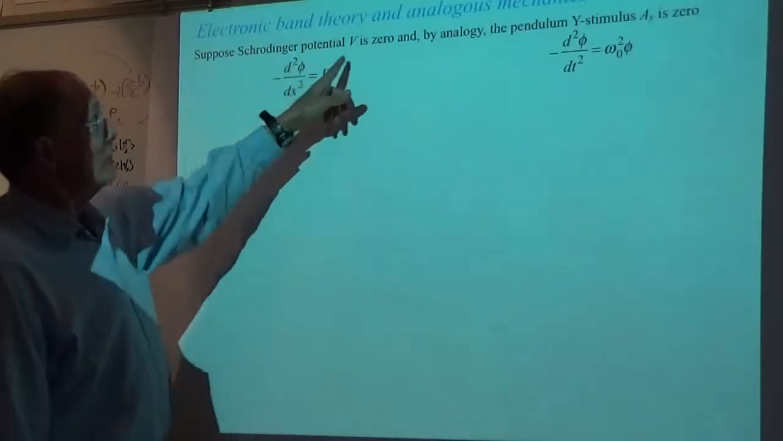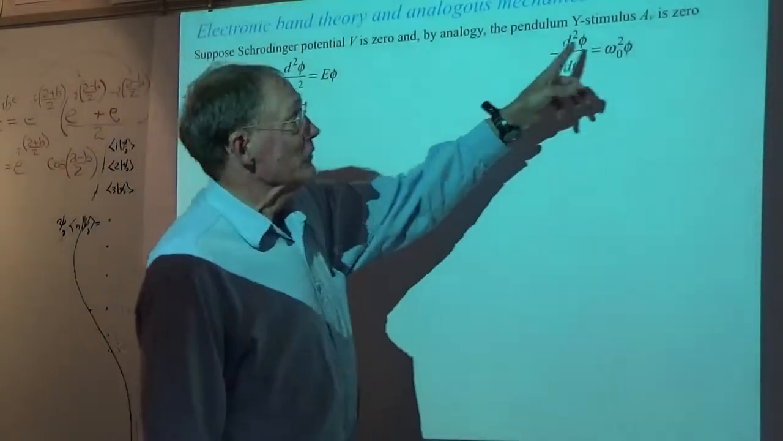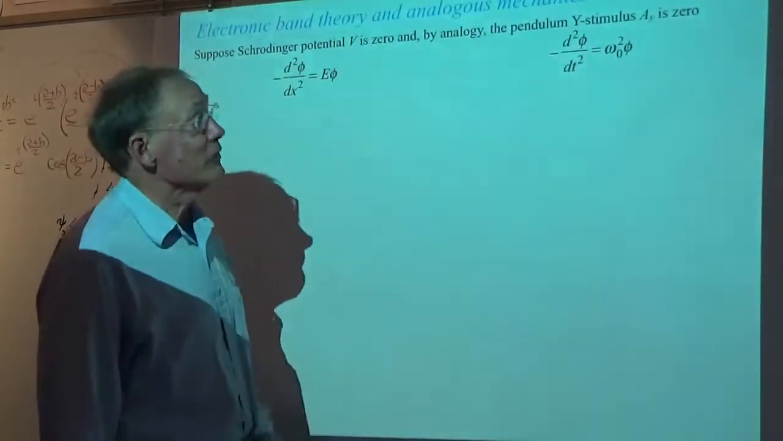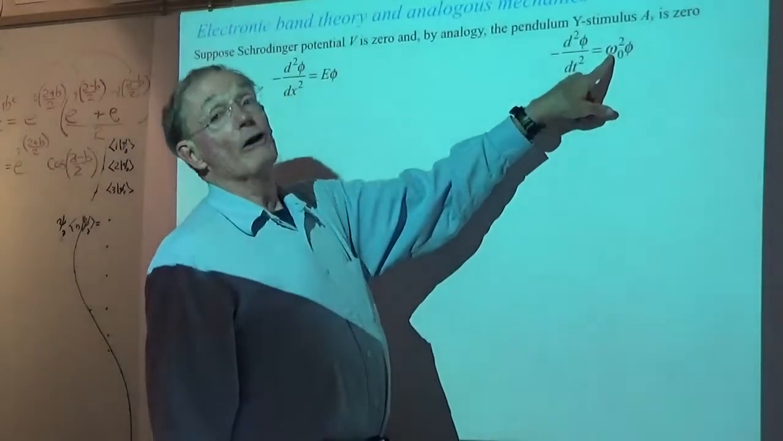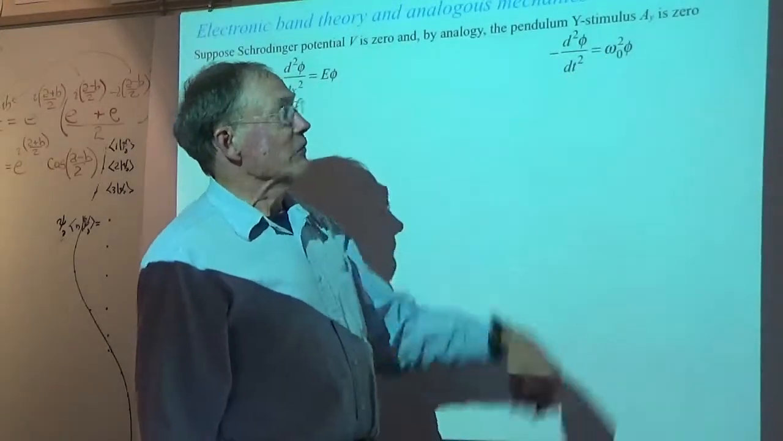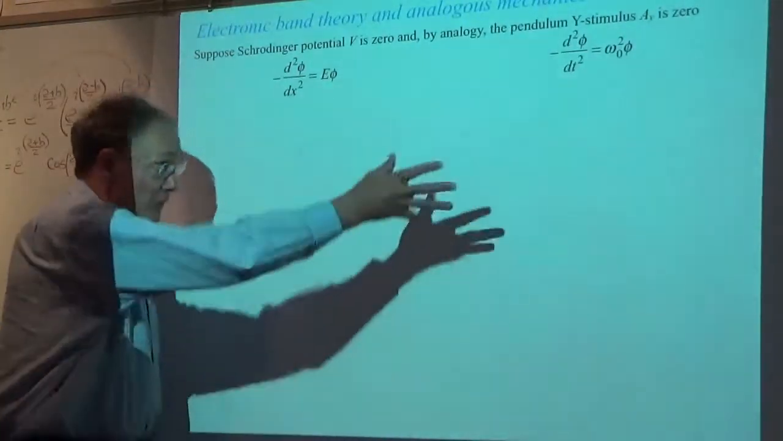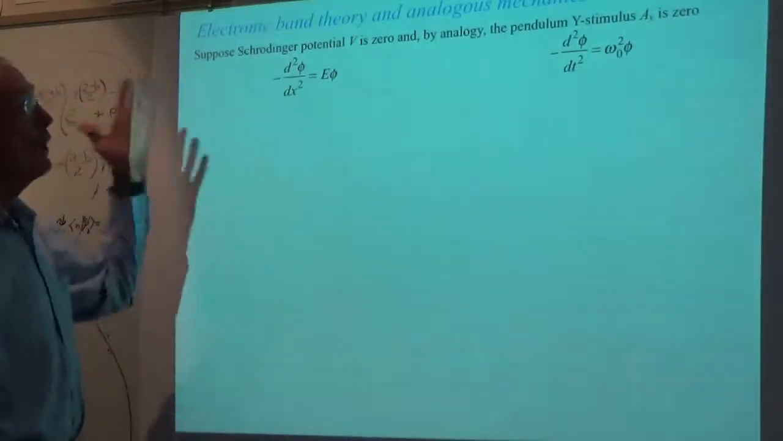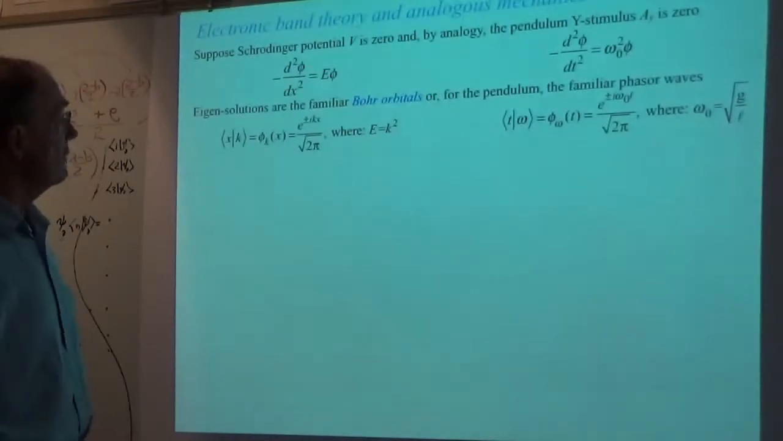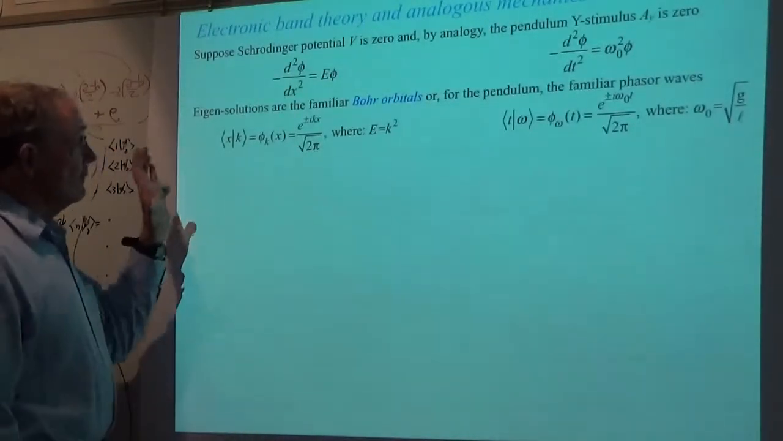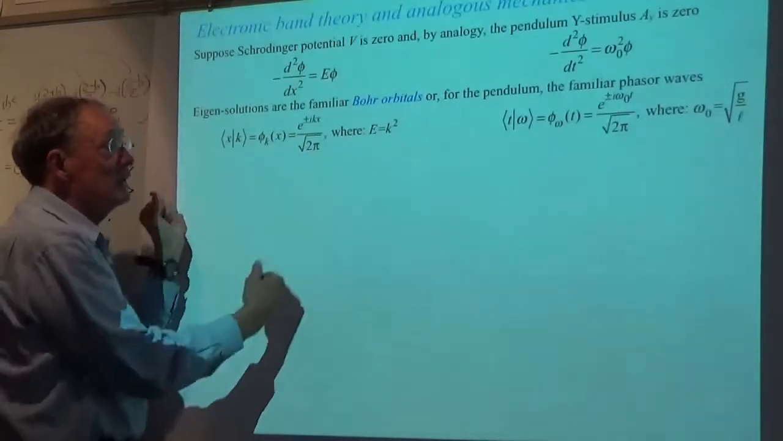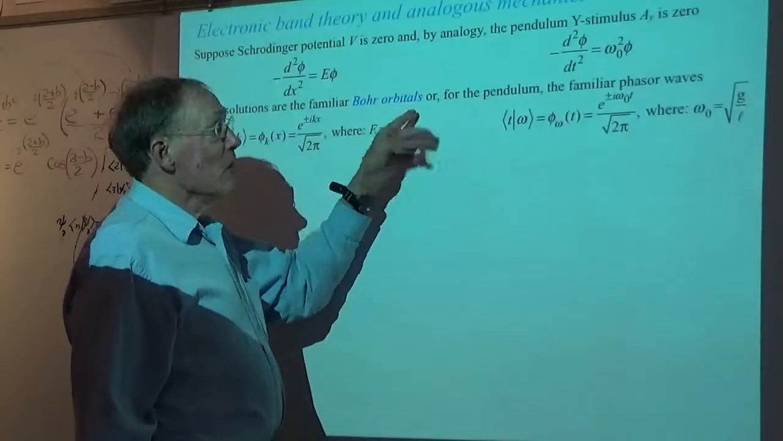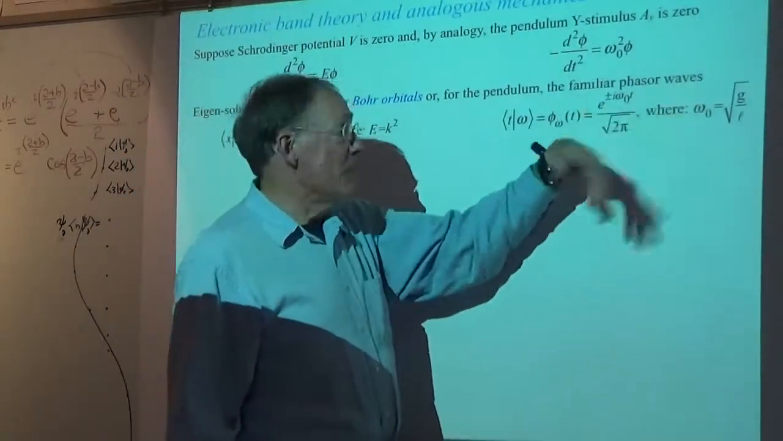So the Schrodinger potential is 0, and there's no stimulus on the pendulum. We start back with the same equation, essentially, where the energy now is just the g over L, the omega 0 squared for the pendulum, which is 1 in our thing that we're going to be doing. And the eigensolutions for this one are familiar to you as Bohr orbitals, or the familiar phasor oscillatory.